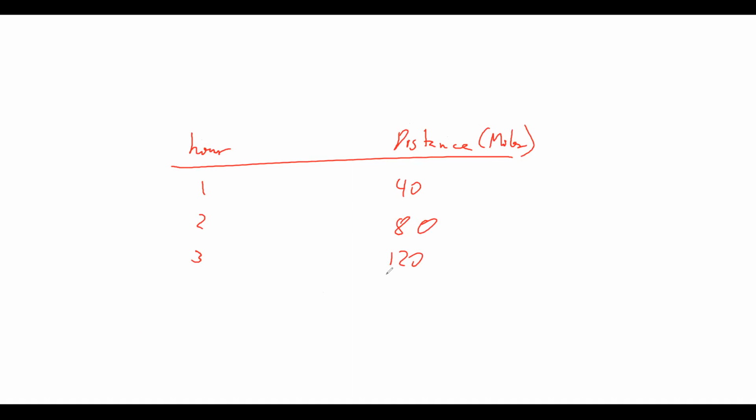So let's start with this one then. Again, we're going to do the pseudocode. So we need to get the speed, we need to get the time, and then we need to display the results.